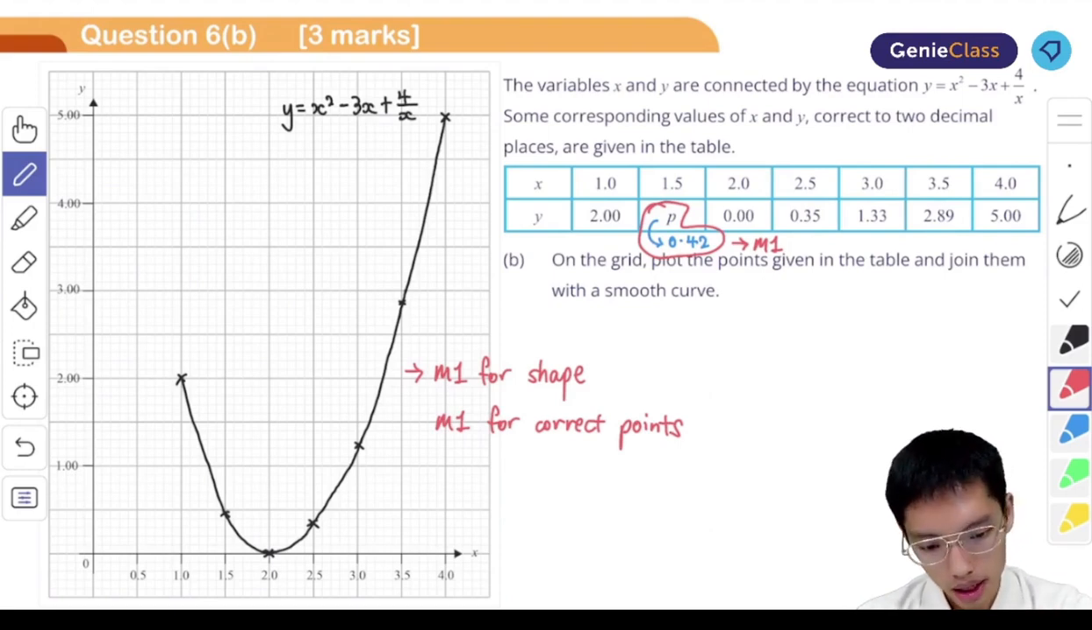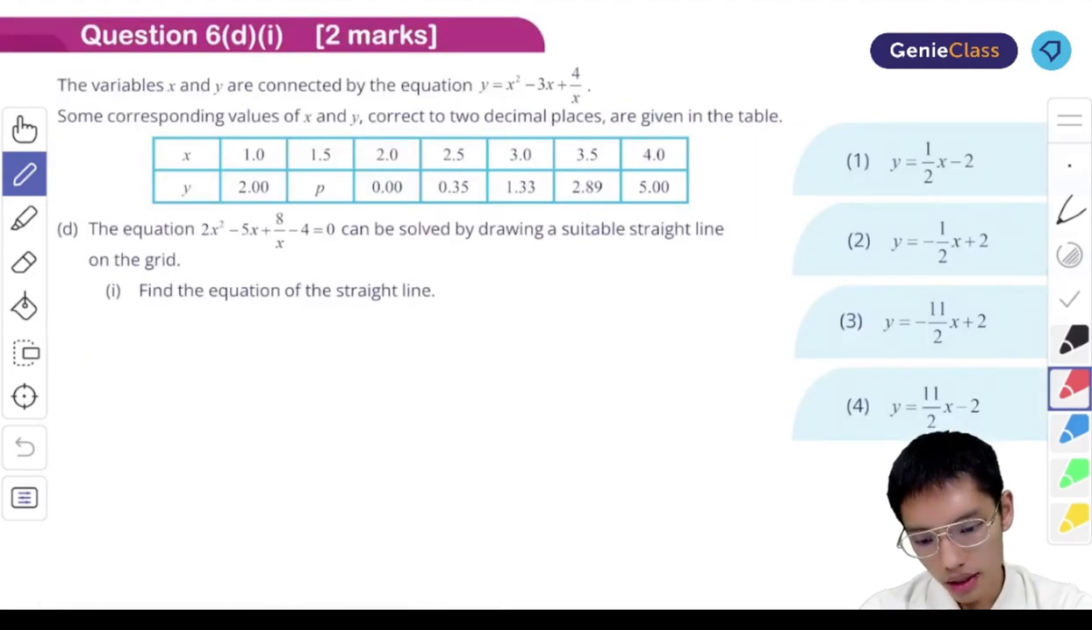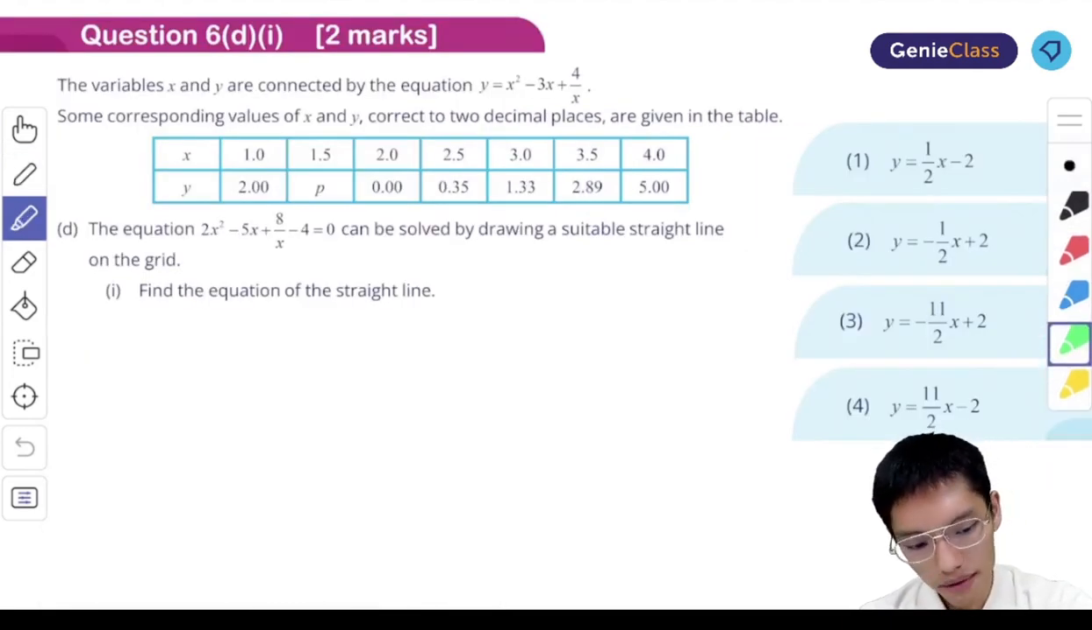So back to this notion over here, another type of question they can ask is, this is 2 marks. So we have this question over here.